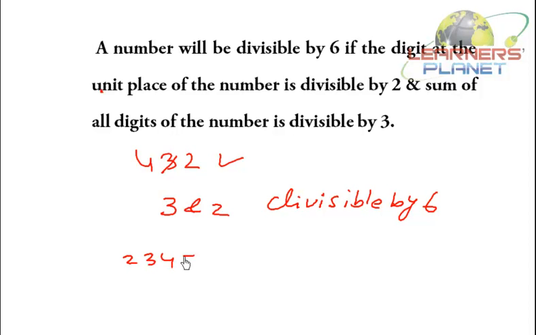Similarly, we can take more examples. 23451. Now this is the first example, and this is the second example. In this example we see that the number is not even, so we don't have to check for 3. Since the number is not even, it is not divisible by 2, so it cannot be divisible by 6. Let's take more examples. Let's take a bigger number.